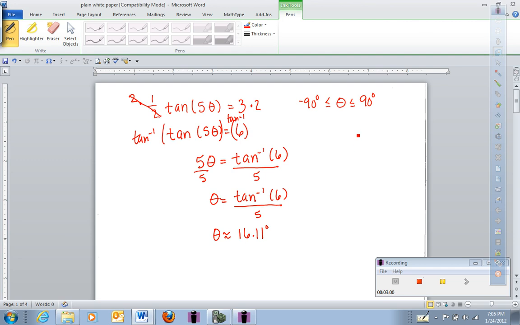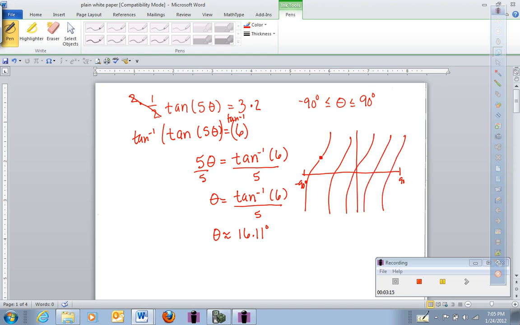Now you might also remember that when you graphed that on that window that I told you to use, -90 to 90, you got 5 periods of that graph, didn't you? And then you ran a line along here, and so you found all of these points of intersection, didn't you? Okay, so this one would correspond to the one that we found for 16.11 degrees.